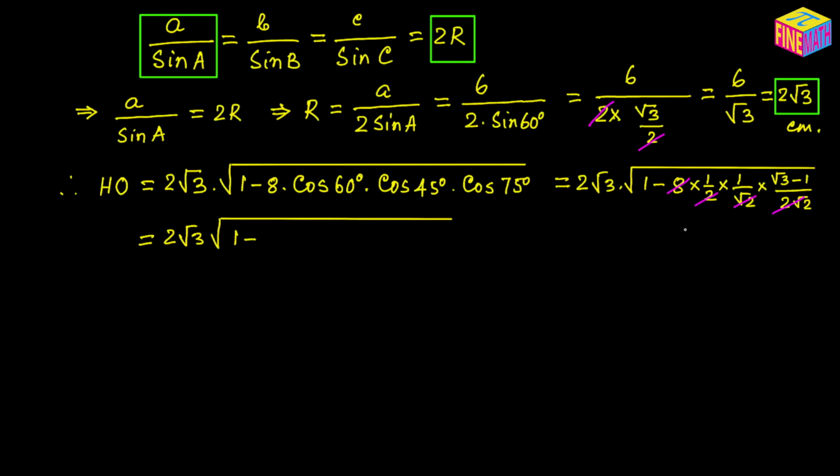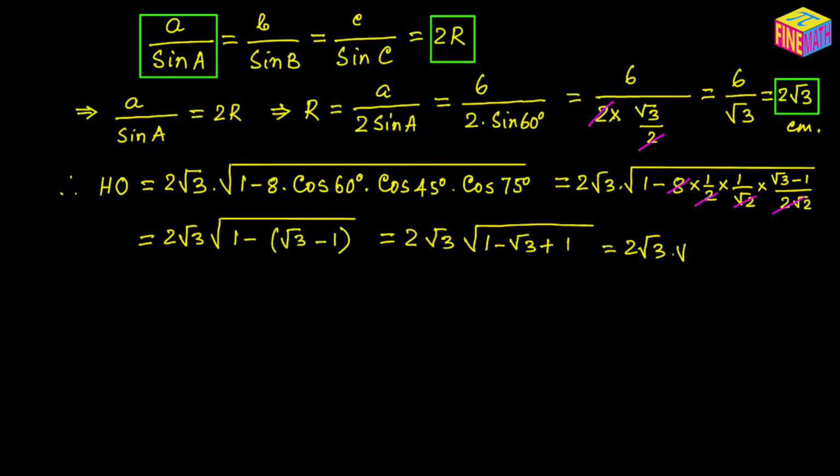So we are going to be left with 1 minus square root of 3 minus 1. So we have to write it like this, 1 minus square root of 3 minus 1. And this is equal to 2 times square root of 3. And then within the other root, we have 1 minus square root of 3 plus 1, and this is essentially 2 times square root of 3 times square root of 2 minus square root of 3, and that will be equal to, if you punch in these numbers in a calculator, this will be actually equal to 1.79 centimeter approximately. Therefore, the distance between the orthocenter and the circumcenter is actually equal to 1.79 centimeter, and that is our answer.